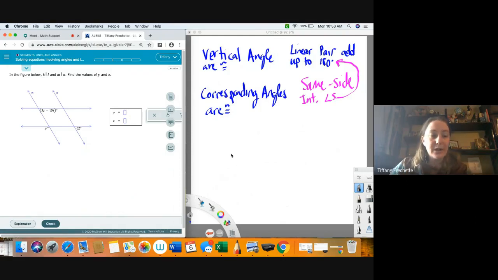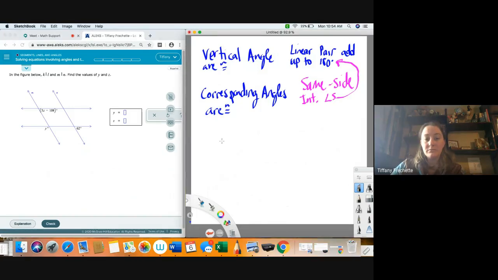All right, so in the figure below, K is parallel to L, and again, they forgot K and L. So this is line K and L down here. And then line M and N are also parallel. Find the values of Y and Z. All right, so we're going to have to jump around just a little bit in order to figure this one out.